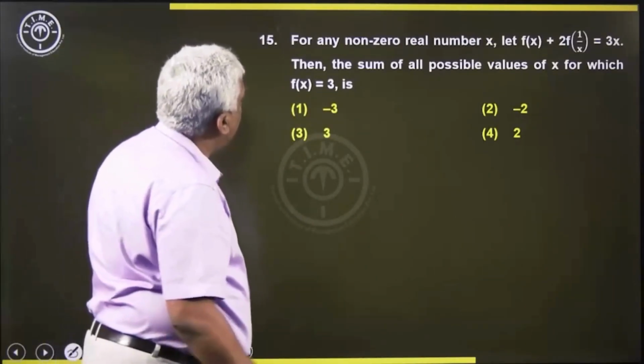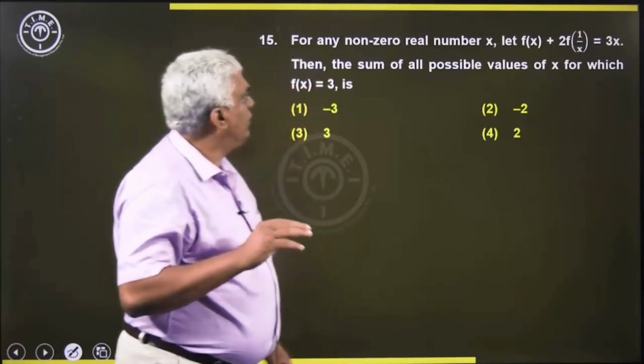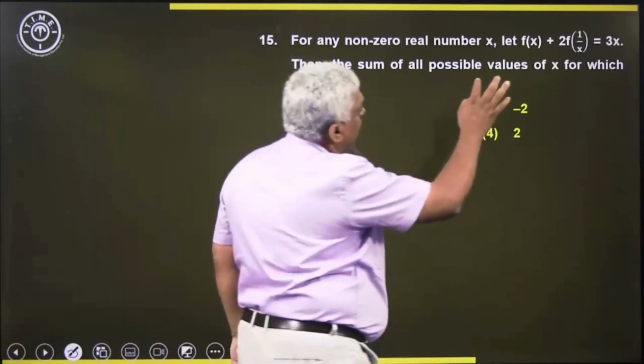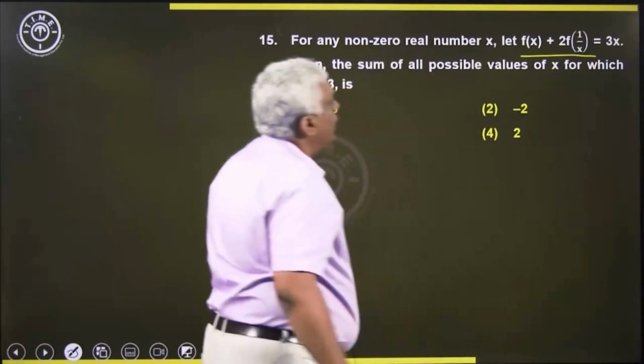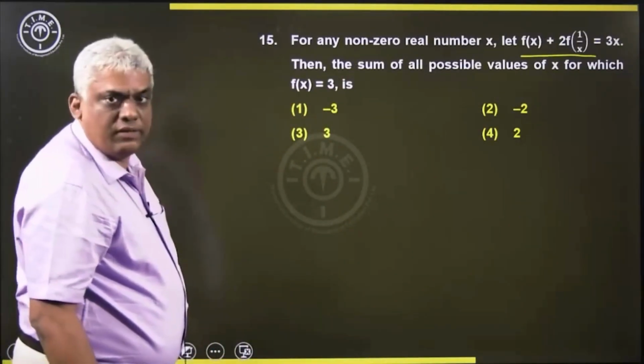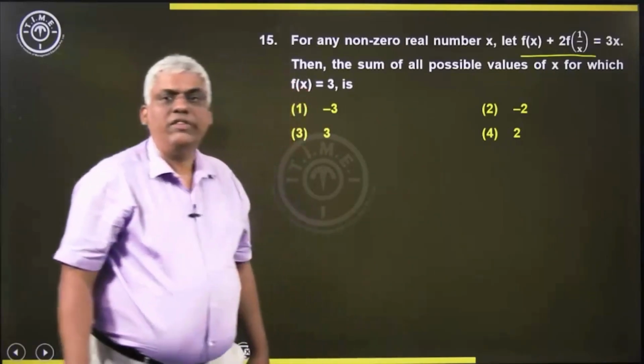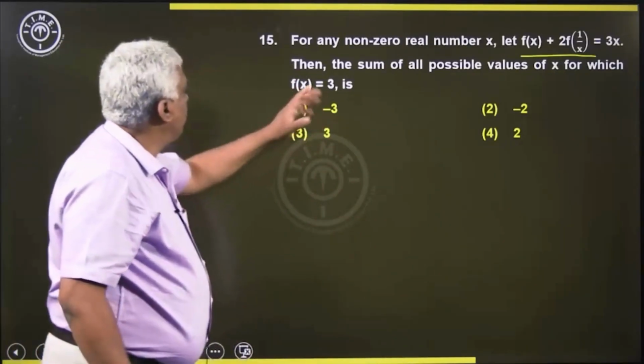For any non-zero real number x, consider a real valued function f(x) such that f(x) plus 2 times f of 1 by x equals 3x. Then find the sum of all possible values of x for which f(x) equals 3.